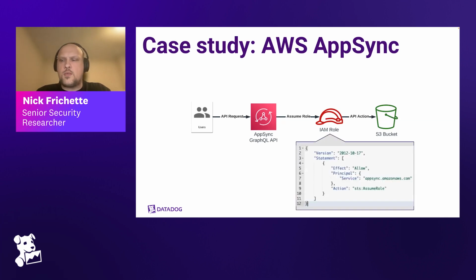Now, what we noticed and what was interesting was that the default behavior of AppSync when it was creating a role was a trust relationship that just tied back to the AppSync service. And so the question becomes, okay, what happens if we try to ask AppSync to assume a role that we don't own in a different AWS account?